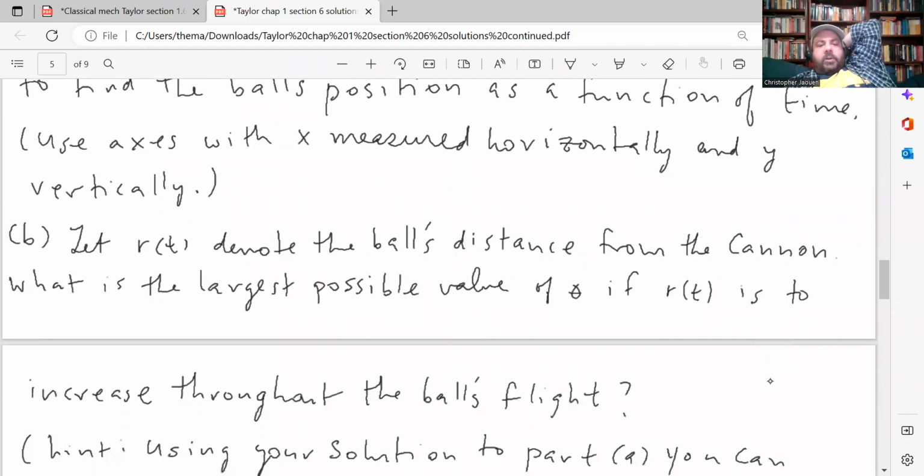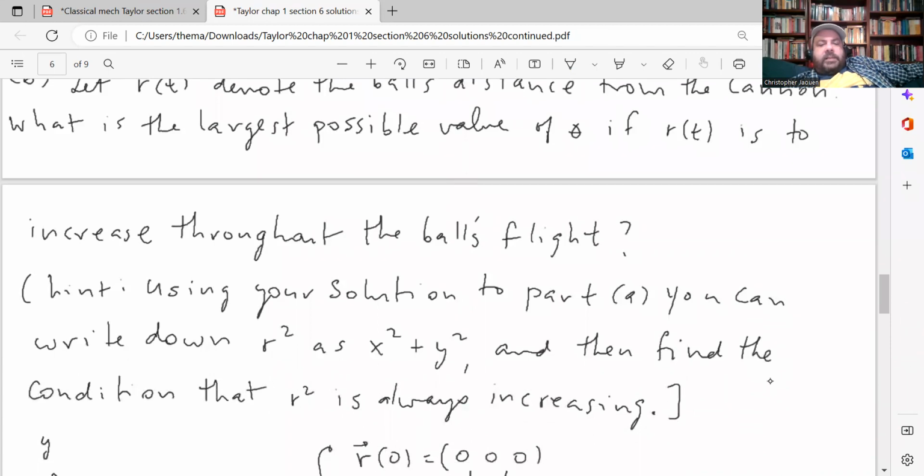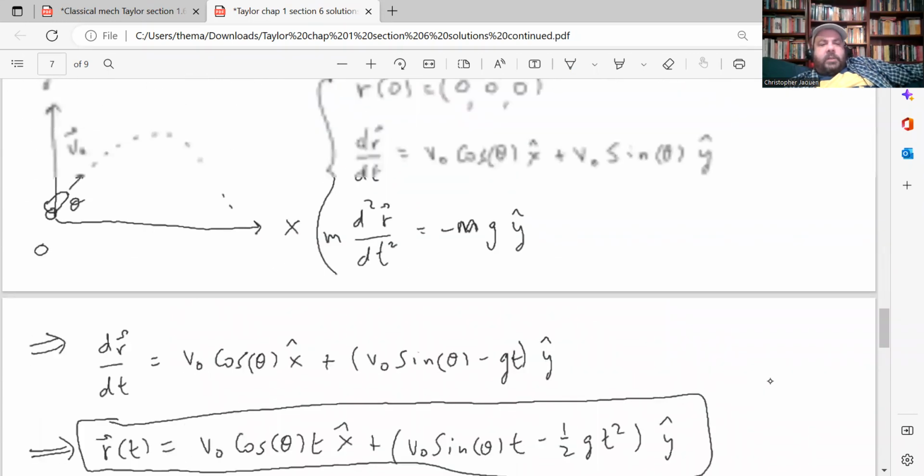Part B says, let R of t denote the ball's distance from the cannon. What is the largest possible value of theta if R of t is to increase throughout the ball's flight? They give us a hint for doing that. Let's deal with part A first, and then we'll do part B.